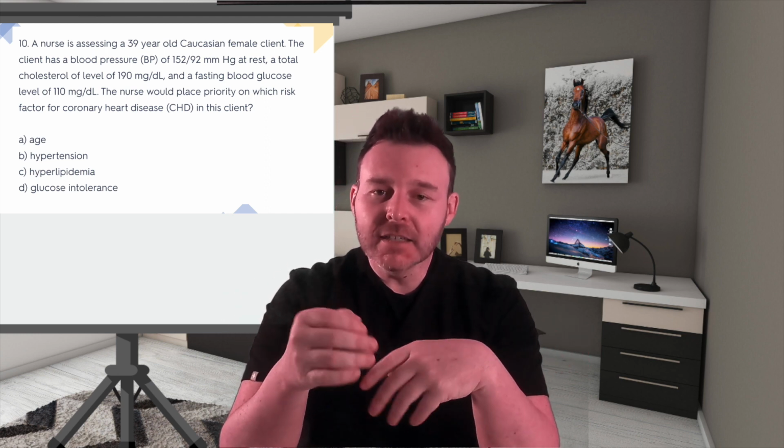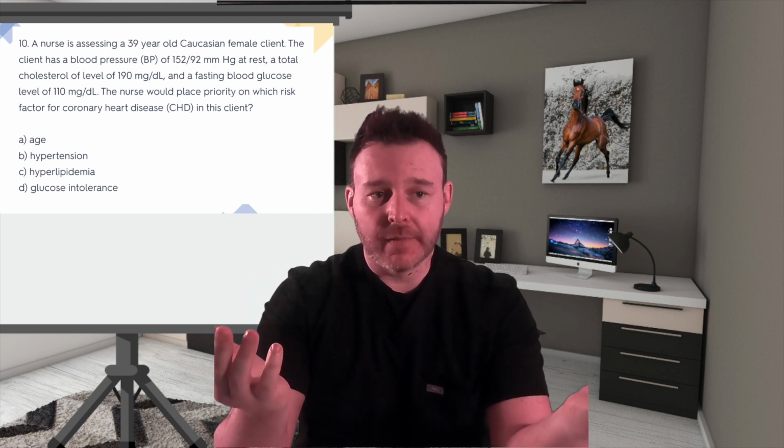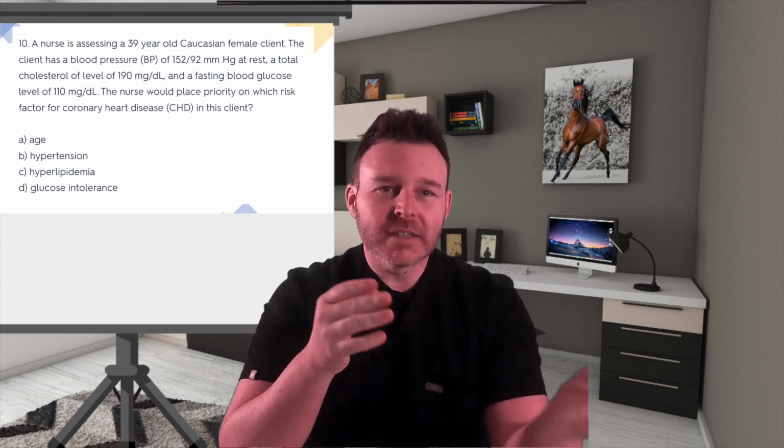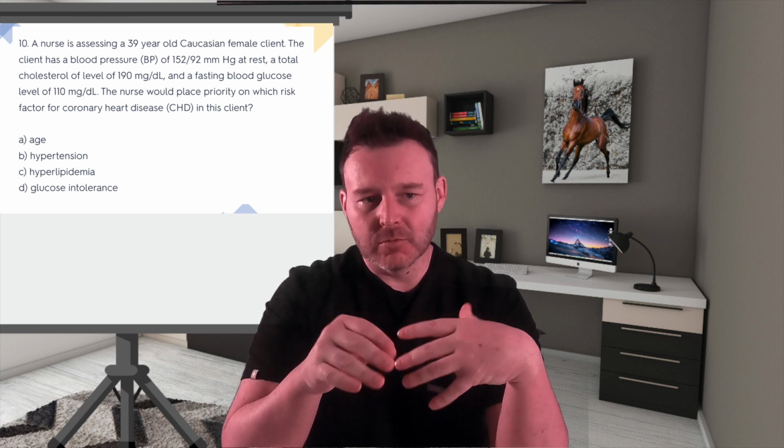Hyperlipidemia, 190 is within normal range, so we can't focus on that. Glucose intolerance, 110 is right in range. It might be a little bit high, more in the pre-diabetic range, but it's still in the good range. The one that we really can focus on is hypertension, because 152/92 is classified as hypertensive. So that is the factor we're going to consider as our priority in this situation.